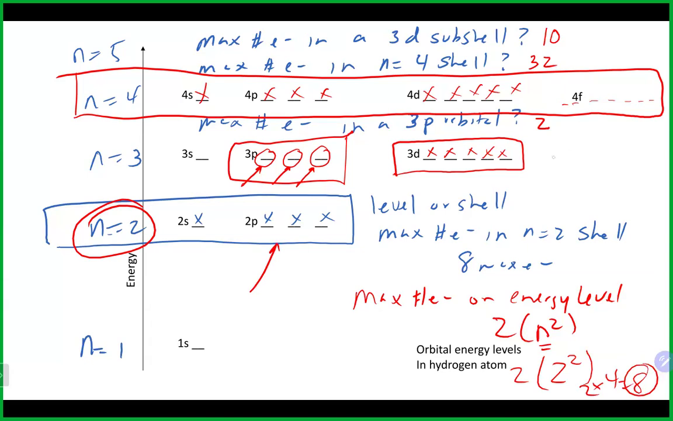If you do the one we did up here, n is equal to 4. 4 squared times 2, that gives you 16 times 2, gives you 32 electrons. So again, that's a quick way that you could calculate how many electrons to max out a particular energy level without wanting to draw it, especially if you've got like the 6th energy level or 7th.